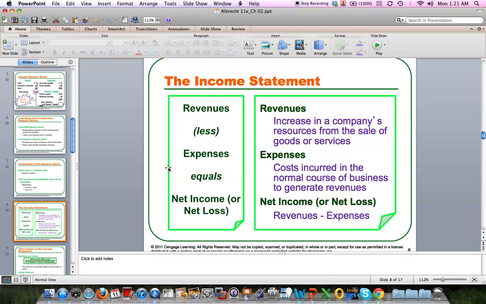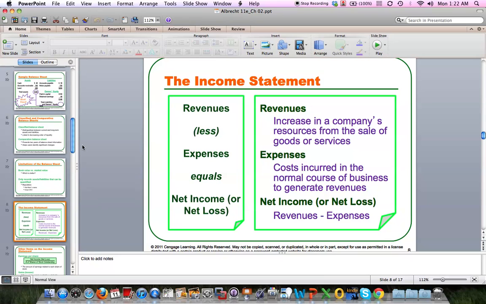Okay, in your book, I should also point out that the accounting equation information, there's a big exhibit on the top of page 29. Be sure you understand that the accounting equation is assets equals liabilities plus equity.